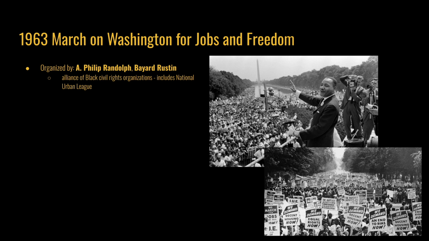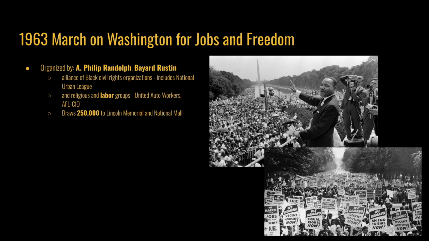The 1963 March on Washington was a coalition effort involving black civil rights organizations, including the National Urban League and the Big Four, as well as religious and labor groups such as the United Auto Workers, or UAW, and the AFL-CIO. Ultimately, the march drew an estimated 250,000 people to the Lincoln Memorial, making it one of the largest gatherings in U.S. history at the time.